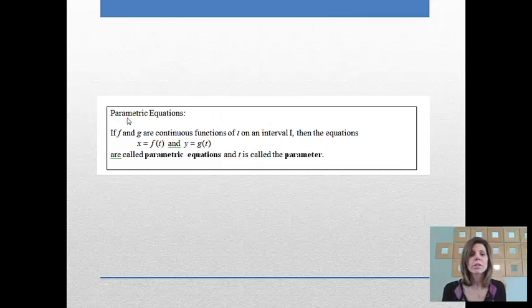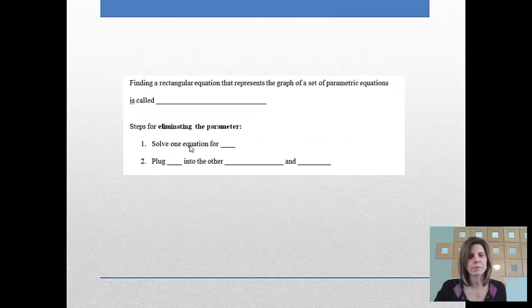Right, a parametric equation then: if f and g are continuous functions of t on an interval I, then the equations x equals f of t and y equals g of t are called parametric equations, and t is called the parameter. So we're separating the function into its x component and its y component. And when we're finding a rectangular equation that represents the graph of a set of parametric equations, it's called eliminating the parameter.